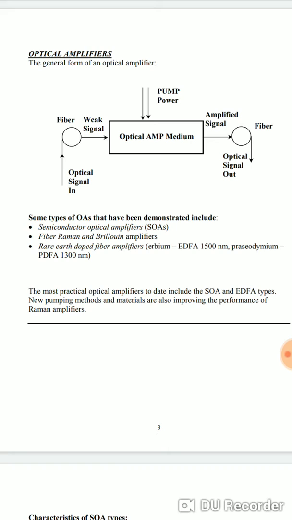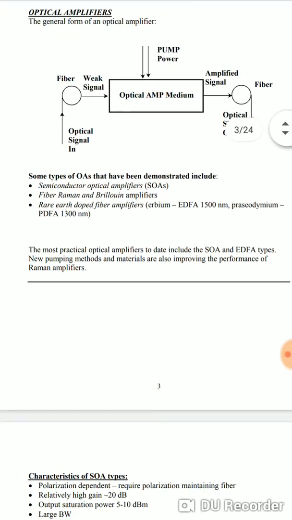Now, there are 3 types of amplifiers mainly used, as we discussed: semiconductor optical amplifier, fiber Raman and Brillouin amplifiers, and rare earth doped fiber amplifiers, that means EDFA, erbium doped fiber amplifiers. All the amplifiers have the same basic working principle, as explained in the diagram. The only change is in the basic materials used to manufacture the optical amplifiers.